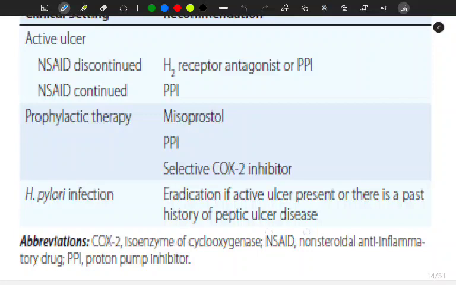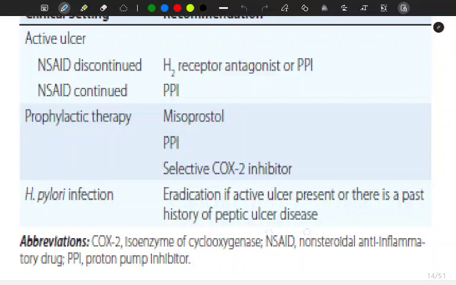So in an active ulcer, NSAID should be discontinued and PPI or H2 blockers should be prescribed. NSAID can be continued with the PPI if, on endoscopy, we find mild erosions to gastritis rather than ulcers. Okay, prophylactic, we can give in those who have a history of peptic ulcer due to NSAID. You can give misoprostol, PPI, selective COX-2 inhibitors like celecoxib and rofecoxib. These are safe and gentle on the stomach and the tummy. Antibiotics: if there is an ulcer, eradication treatment is the best. Okay, next.